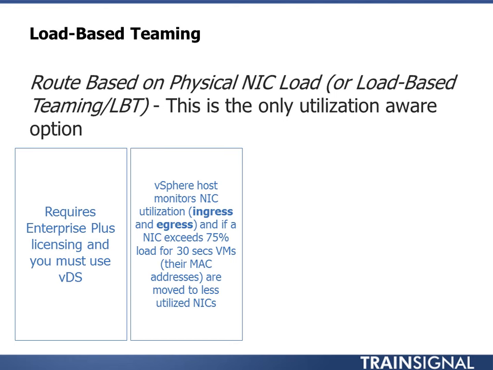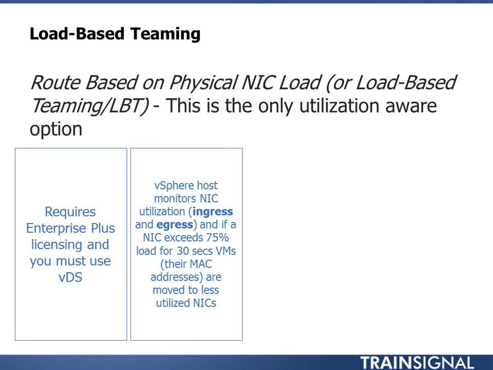But it's really cool because the vSphere host monitors all my NICs. If I have 4 NICs in this switch, it monitors them. If one of them starts doing higher than 75% load for 30 seconds, it moves the MAC addresses to less utilized NICs. So if I have NICs 1, 2, 3, 4, NIC 1 is at 90% utilization for longer than 30 seconds and it has like 8 VMs hashed across it, it'll pick a couple of those VM MAC addresses and move them to one of the less utilized NICs and try to balance the load.